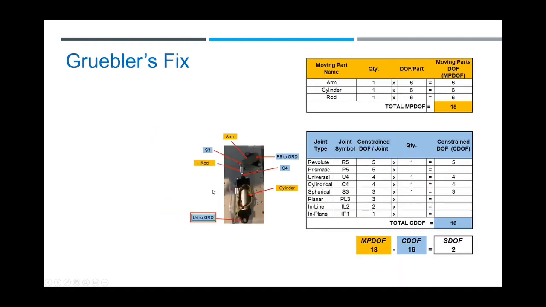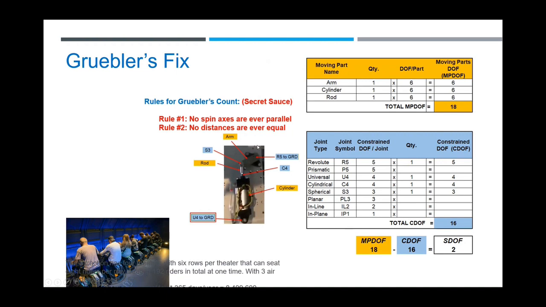The way you fix this is you want to let the C4, the cylindrical joint, slide and rotate. So you put a universal joint in this end. You do the math again, then you get a degree of freedom of 2. That means this can slide and this can rotate at the same time, right? Again, using these two rules.